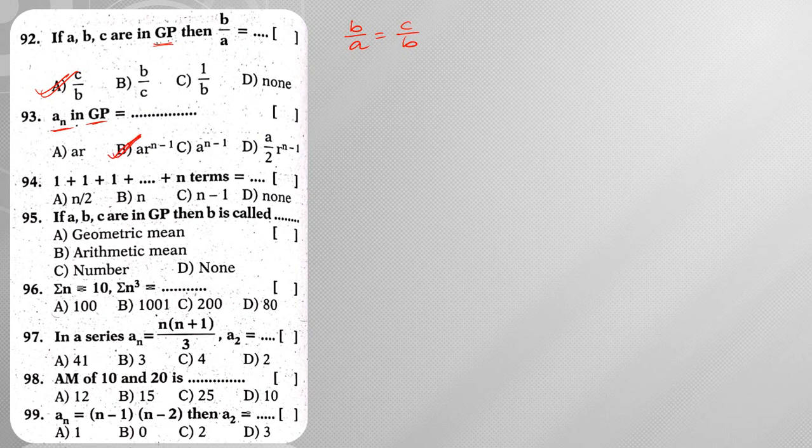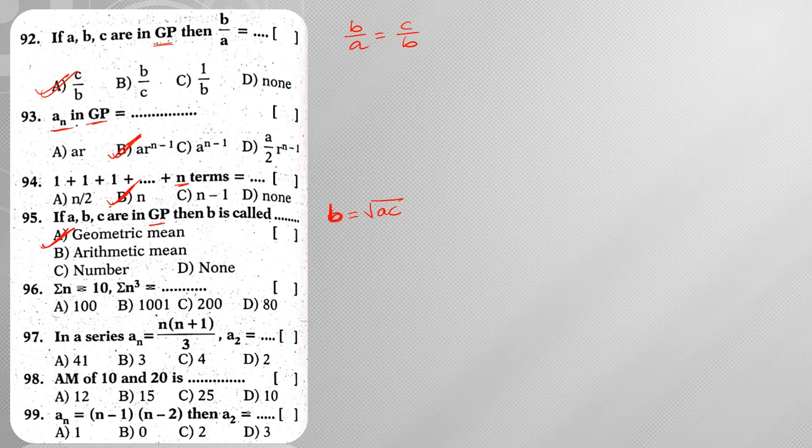Next, 1 plus 1 plus 1 plus so on n terms. If you add 1 n times, then I am going to get n, because we know repeated addition is nothing but called multiplication. Next, if A, B, C are in GP, then B is called the geometric mean, and already we know B can be written as square root of AC. So that's why this B is called the geometric mean.